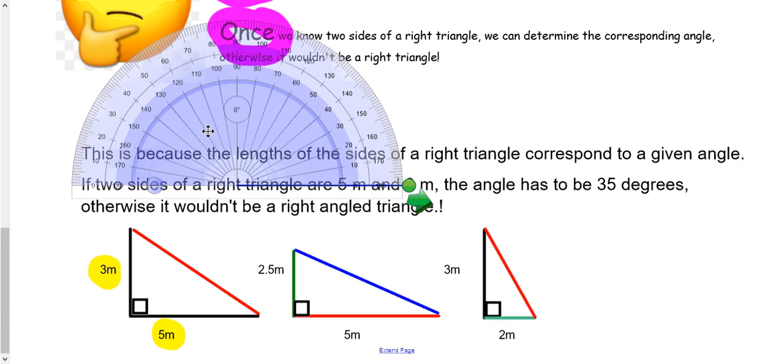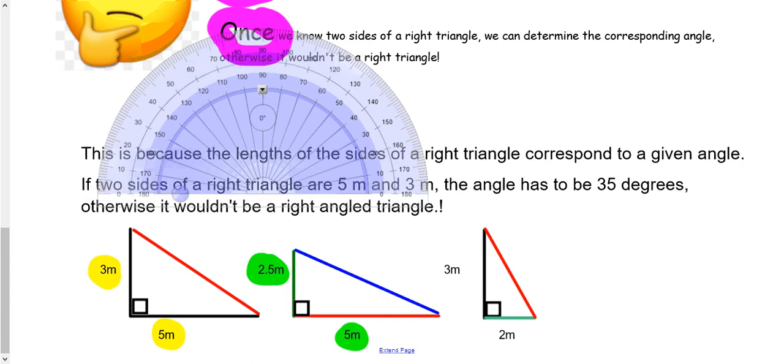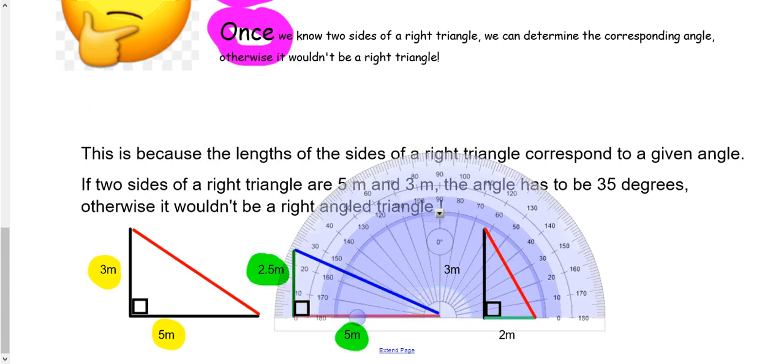Now, let's change this a little bit. Let's say that we've got 5 meters, but only 2.5 for height. Well, if that's true, we've changed something. We've changed one of the sides. So it can't be 35 degrees anymore. Well, let's just see if that's right. And voila. We see it's about 25 degrees right there. About 25 degrees. So I changed the height of that right triangle, which changed the angle.